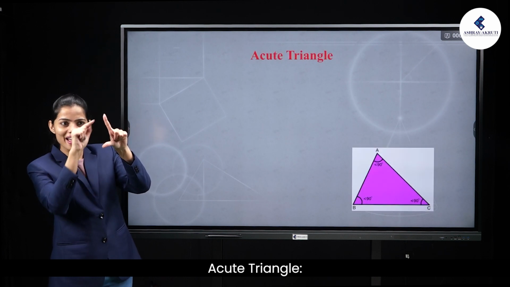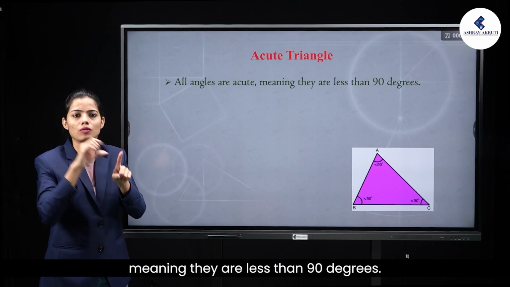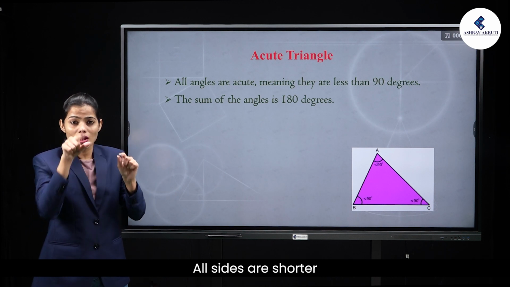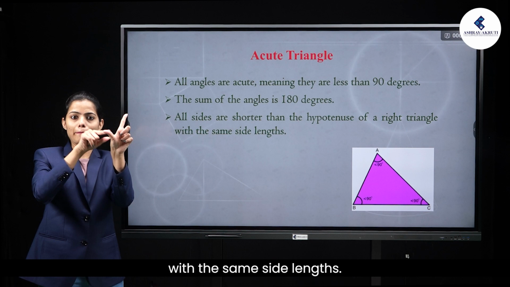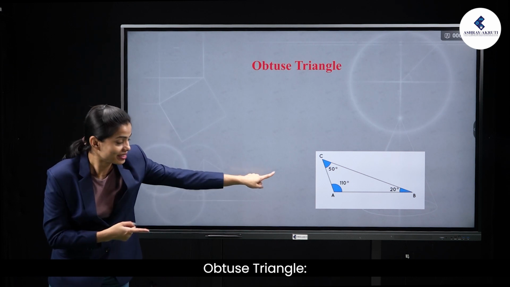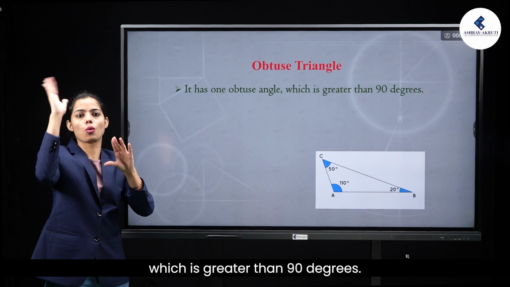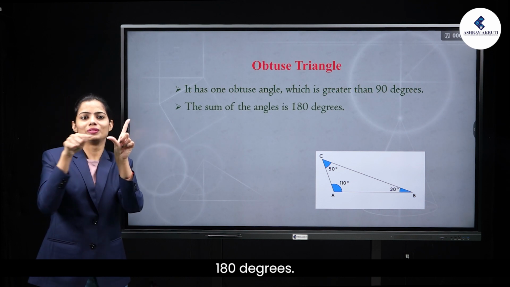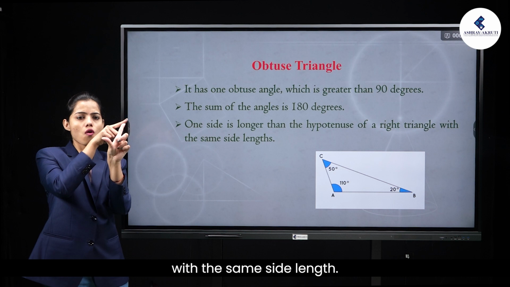Acute triangle. All angles are acute, meaning they are less than 90 degrees. The sum of the angles is 180 degrees. All sides are shorter than the hypotenuse of a right triangle with the same side length. Obtuse triangle. It has one obtuse angle, which is greater than 90 degrees. The sum of the angles is 180 degrees. One side is longer than the hypotenuse of a right triangle with the same side length.